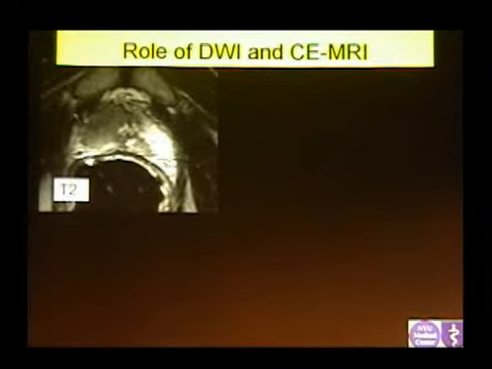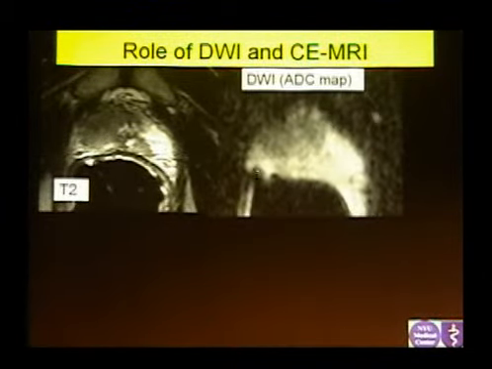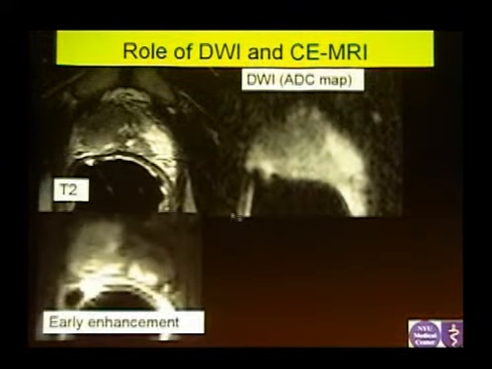So this is a patient who had a large volume tumor in the apex of the gland on the right, with some on the left also. The diffusion map shows restricted diffusion more or less in the same region here on the ADC map. And you see an early brisk enhancement using contrast enhancement here.